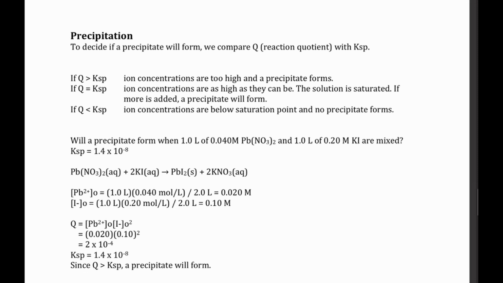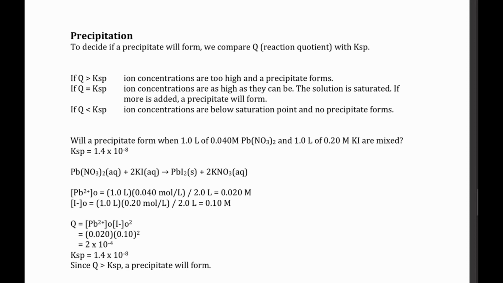So our problem is, will a precipitate form when 1.0 liters of 0.040 molar lead nitrate and 1.0 liters of 0.20 molar KI are mixed? We have the KSP for the lead iodide. The potassium nitrate does not form a solid. We do not consider that reaction.